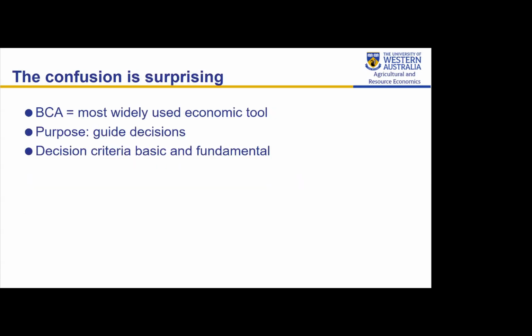Another observation is that this confusion and disagreement is quite surprising, because BCA is probably the most widely used economic tool in the world. And we think of its purpose as being to guide decision making. So therefore getting these decision criteria right is pretty basic. It's pretty fundamental to what you're going to get out of having used a benefit cost analysis. If you don't get the decision criteria right, then why did you bother?